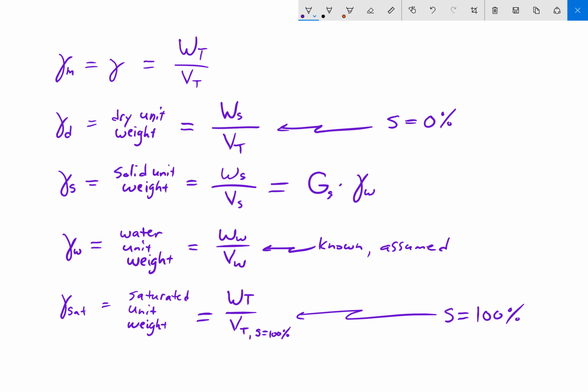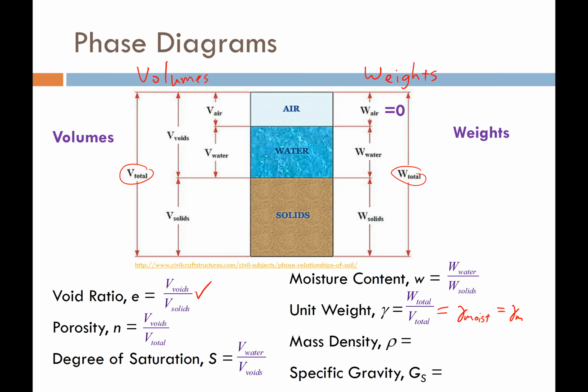beneath the groundwater table. So these are the different unit weights we're going to talk about this semester in class. And the sooner you can familiarize yourself with these and these different definitions, the better off you'll be. Let's go back to the lecture.